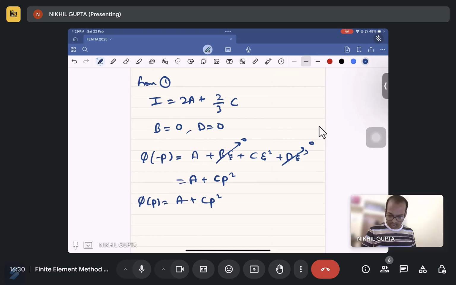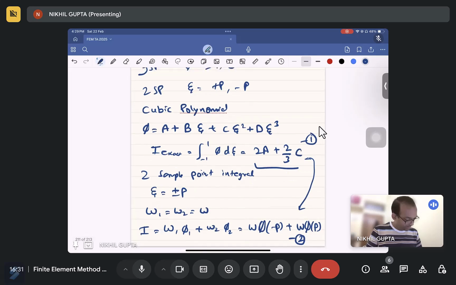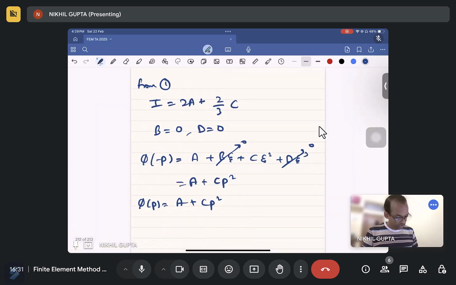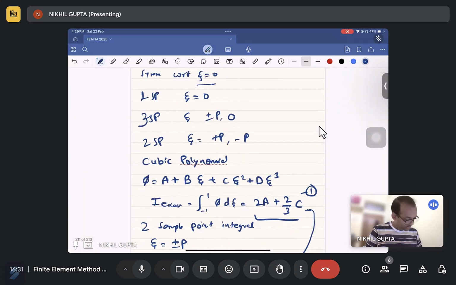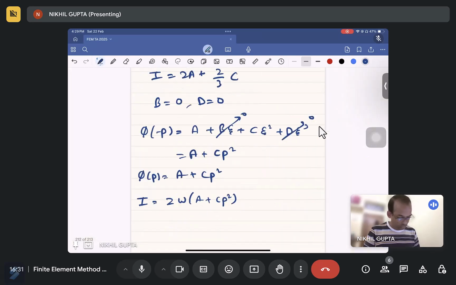Correct. Now we have the value of phi minus p also, phi plus p also. So our I will be, we'll substitute in this and we'll get 2w a plus c p square. Since they are the same, they will add up and we'll get 2w a plus c p square.